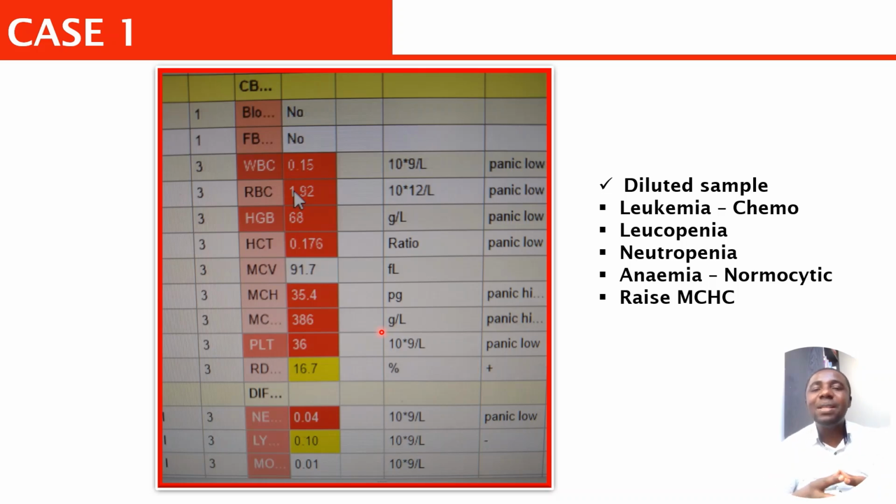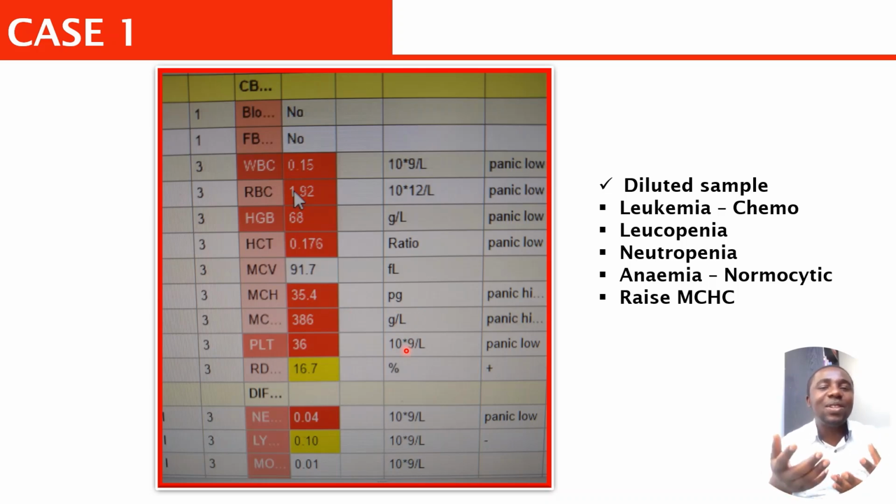Now, what did that mean? There's a leukopenia, meaning low white cell count, and there's neutropenia, meaning low neutrophils. Of course, there's anemia because the hemoglobin, red cells and hematocrit are very low. Okay, that's anemia, but because the MCV is normal, we call it normocytic anemia. Then of course there is a raised MCHC.